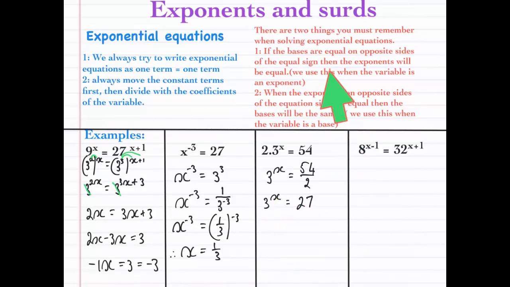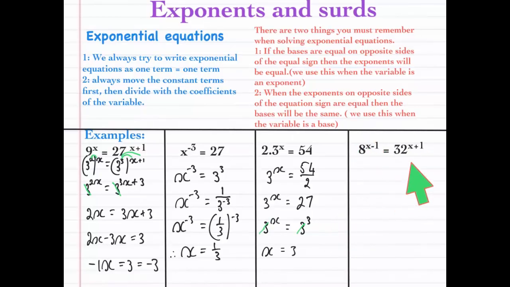Now x is a variable that is an exponent. So we go to number 1. What do we want to do? We want to make the bases equal. So that 27 needs to look like a 3. So 3 to the power of x will be 3 to the power of 3, and wow, the bases are the same, so we can basically get rid of these two, and then we just equate the two exponents. So x equals 3 and we are done. Wonderful.